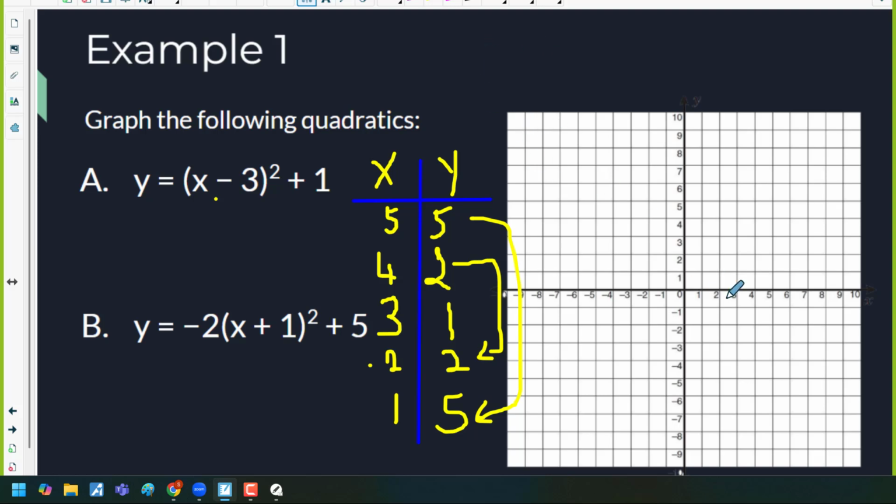Once you have that done, you just plot the points. So (5, 5) is 1 point, that's right there. We know (4, 2) is here. (3, 1) is here. (2, 2) is here. And (1, 5) is here. And it looks like a nice little U shape there. Boom. That's how you graph a parabola. 5 points minimum. You can do 7 points. You can do 2 more points if you really wanted to, but 5 points minimum is required.